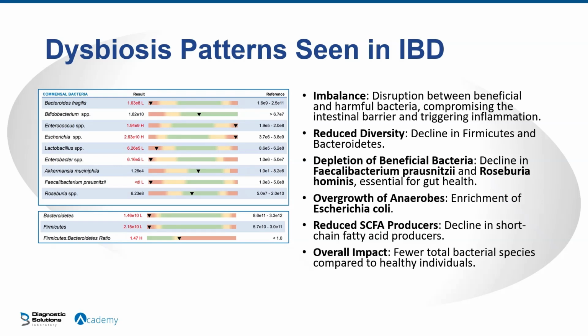We see a depletion of beneficial bacteria, so a decline in the Faecalibacterium prausnitzii species and the Roseburia hominis species, and those are essential for gut health. We see an overgrowth in anaerobes like E. coli, a reduction in short-chain fatty acid producers, and then fewer total bacterial species compared to a healthy individual.